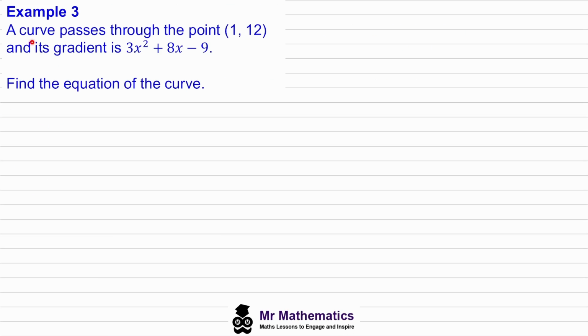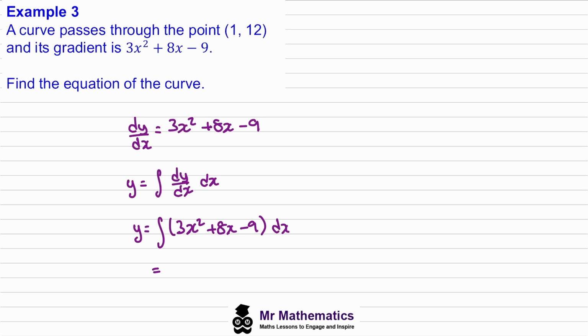In example 3, we're told that a curve passes through the point (1, 12), and its gradient is given as this quadratic. We've been asked to find the equation of the curve. So we know dy by dx is this quadratic, then we need to integrate this with respect to x. So we'll get 3x cubed over 3, we'll get 8x squared over 2, and this would become negative 9x plus that constant. Then we can tidy this up. Okay, so now we've got the equation for y.